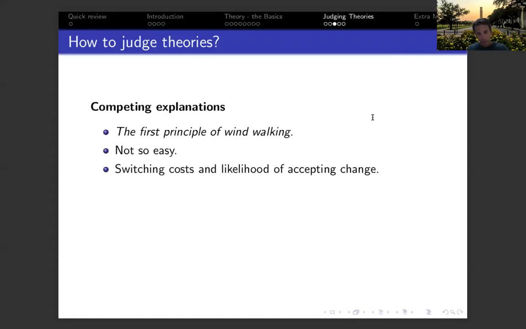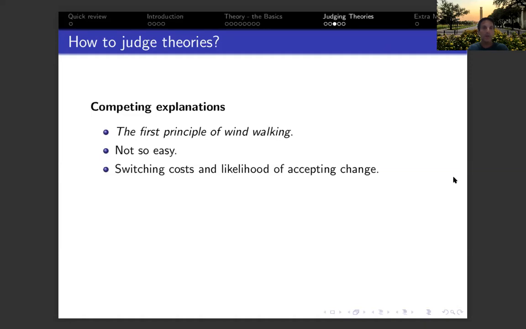Those switching costs come into play when we evaluate competing explanations. Whenever we evaluate different explanations for some phenomenon we're trying to explain, we consider the costs and the risks associated with accepting a different explanation. When switching involves very high costs, the probability of accepting an alternative explanation is much lower. We're less likely to accept competing explanations when the switching costs are very, very high.